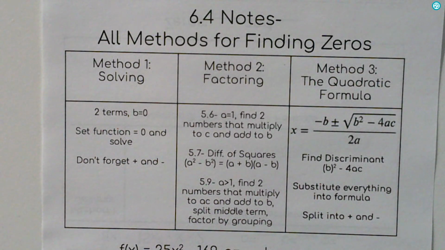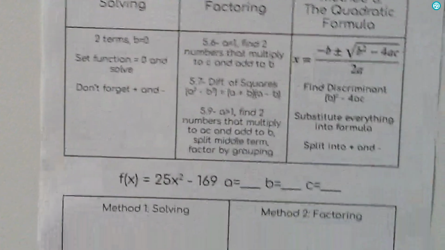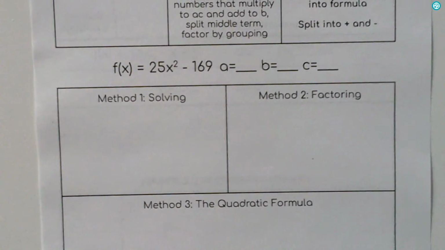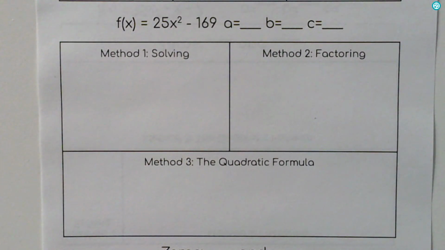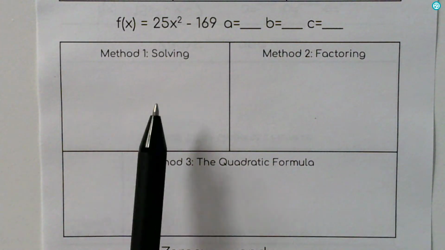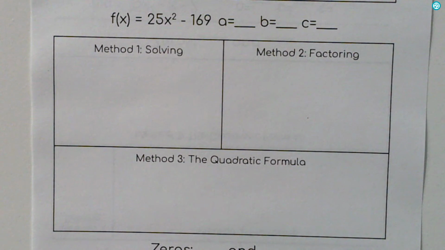How notes is going to work today is we have three problems only, but we're going to do each of the problems in every different way that we can, so you can see the different ways and determine which way is going to be the easiest for you for that type of problem. So the first example we have is f of x equals 25x squared minus 169. We are able to do this one all three ways. So we are going to do the same problem three times.